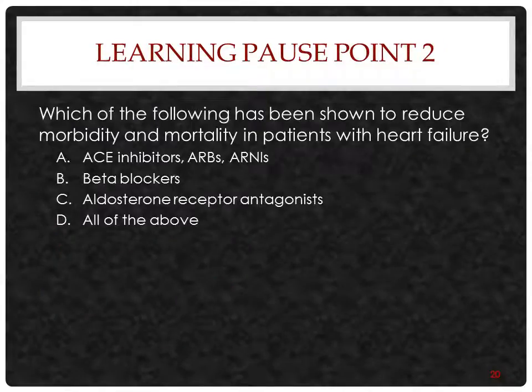And now for our learning pause point number 2. Which of the following has been shown to reduce morbidity and mortality in patients with heart failure? Is it A, ACE inhibitors, ARBs, and ARNIs? Is it B, beta blockers? C, aldosterone receptor antagonists? Or D, all of the above?